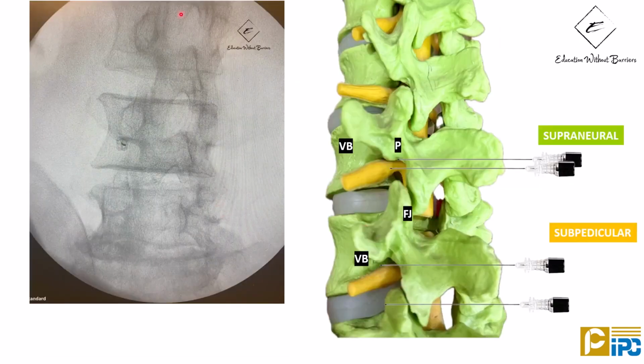So let's look at the X-ray images. Where do you place the needles when you're doing these injections? The needle at the 6 o'clock position is for the supraneural and the sub-pedicular approach. And as you know, the depth is the thing which is different.